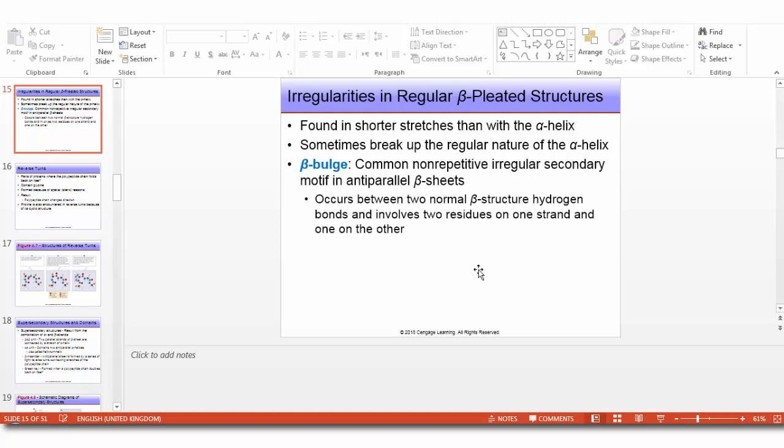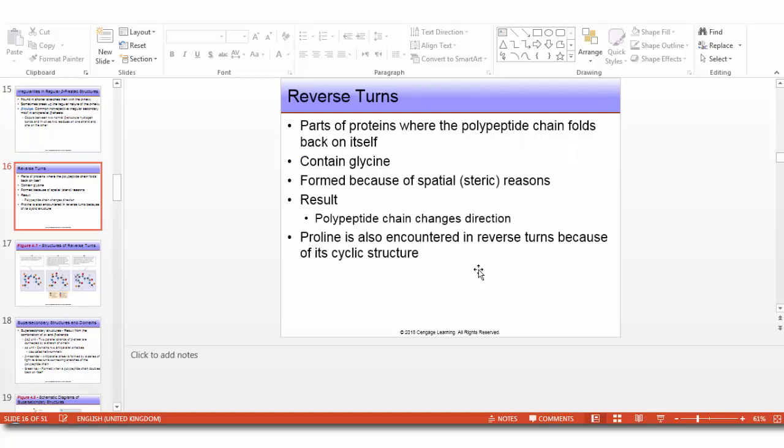Now, protein folding requires that the peptide backbones and secondary structure be able to change direction. Often a reverse turn marks a transition between one secondary structure and another. So, this is called reverse turn. Parts of proteins where the polypeptide chains fold back on themselves.